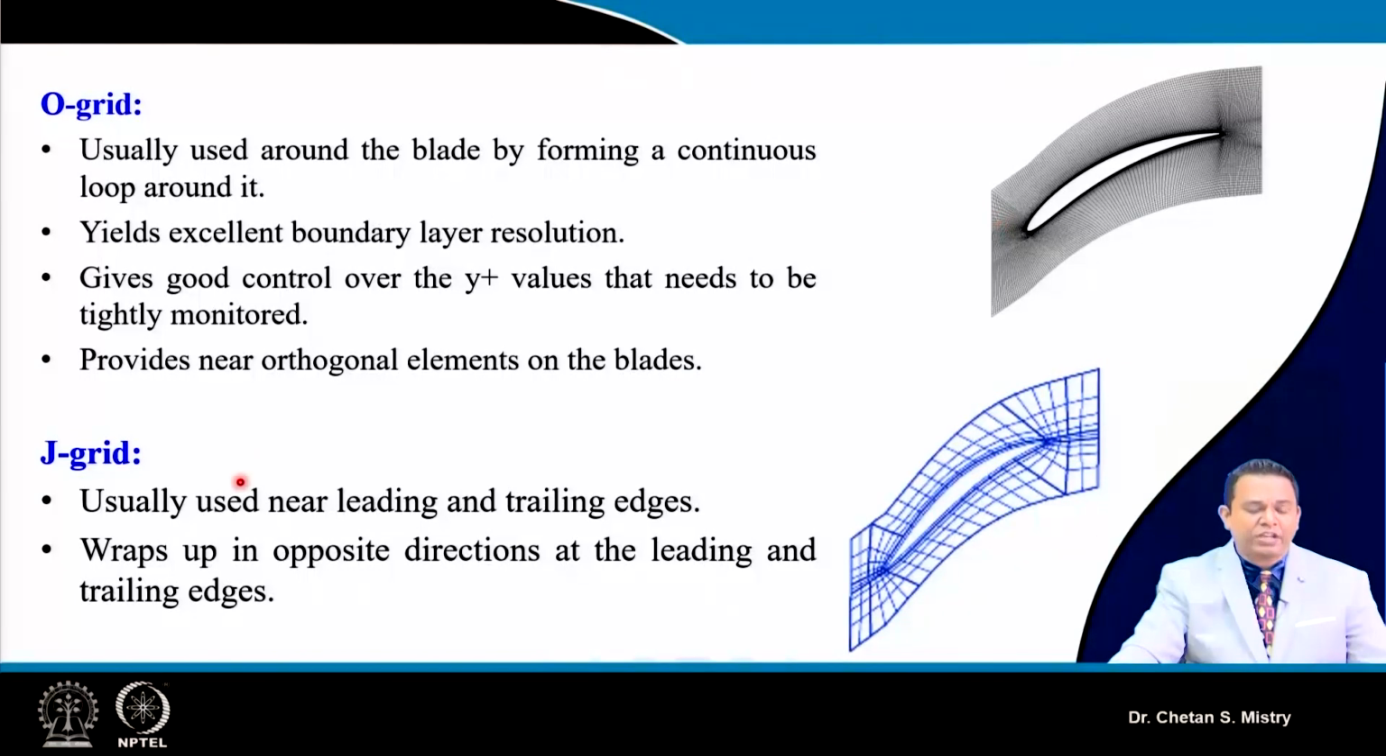Now the next kind of grid is the J grid. If you look at this, it has a J shape. It is usually used near the leading edge and trailing edge. It wraps in opposite directions at the leading edge and trailing edge, so it makes a J shape. Here too, if you look, it makes a J shape. That is the J kind of topology or J kind of grid.